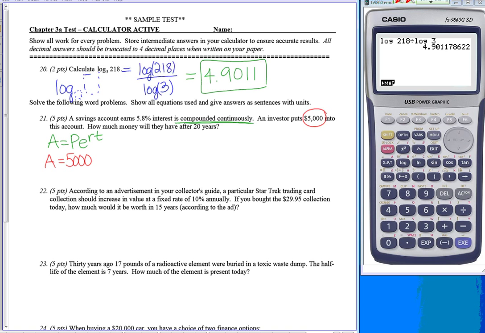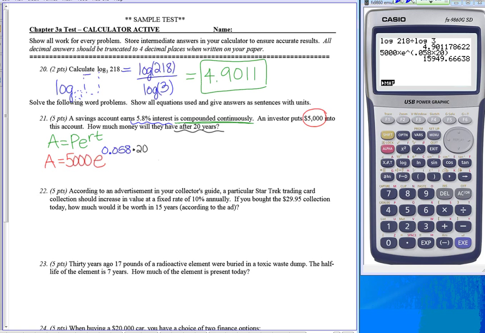We have e. We had an interest rate of 5.8%. Our interest rate always has to go in as a decimal, so that's 0.058. And then we also have the question here, how much will they have after 20 years? So I'm putting 20 in for T for 20 years. So I want to go ahead and put this in my calculator. And as you're typing that, be sure that you have both the 0.058 and the 20 inside the exponent. And that gave me his final answer.